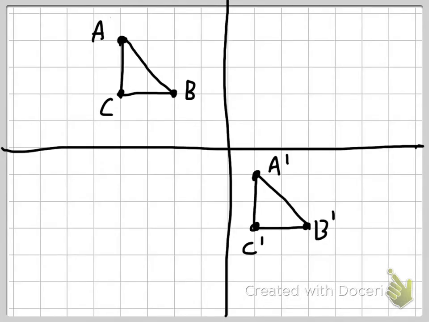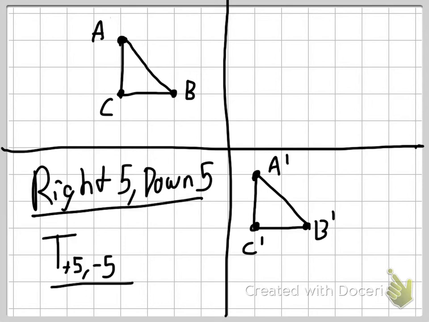So here we have another translation. What I want you to do is I want you in your group to describe the translation from triangle ABC to triangle A prime, B prime, C prime. So go ahead and pause the video and do that now with your group. And here are the two ways you could write to describe that translation. It went right 5, down 5, or you could say T of plus 5, comma, negative 5.